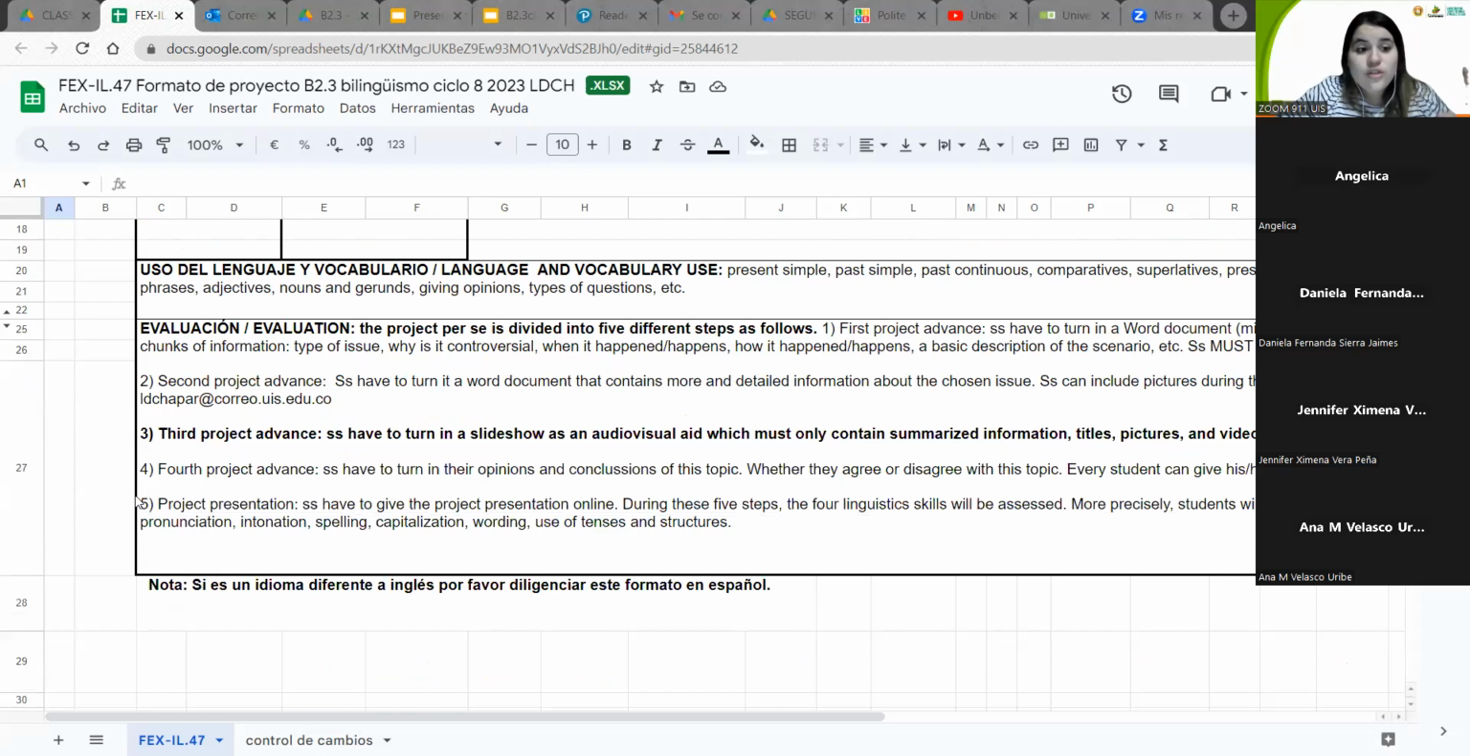So for the third project progress, you have to turn in a slideshow. Remember that for the first and the second one, you sent me a Word document. Now for this one, you have to turn in a slideshow as an audiovisual aid, which must only contain summarized information. Remember that the slides must be short and not have a lot of content, just summarized information, titles, pictures, and any video clips of the project, of the topic that you chose, of course. Okay, so for the third project progress, that is what you have to send me.